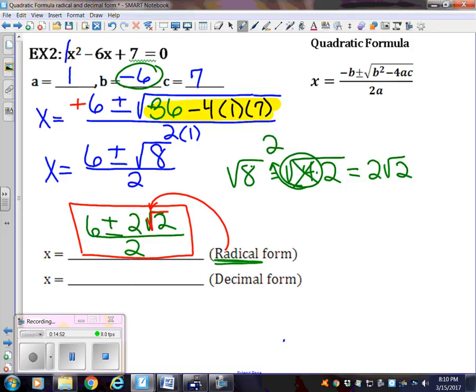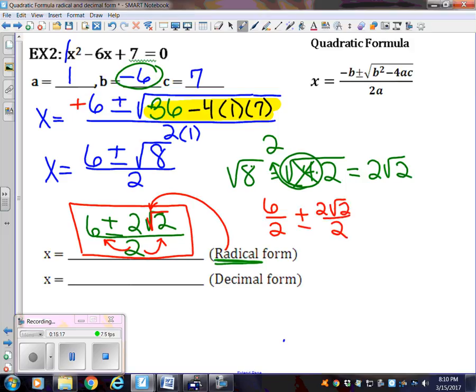Okay, there is a little bit of dividing we could do. We probably could do that. Do you know that the 2 on the bottom is actually a common denominator under the 6, and a common denominator under the second term? So if I split that, 6 would have a denominator of 2, plus and minus. 2 square root 2 would also have a denominator of 2.